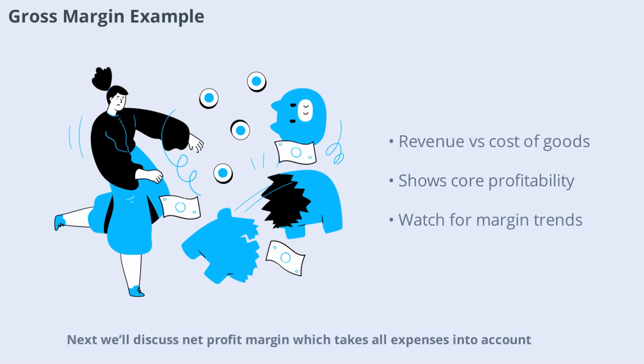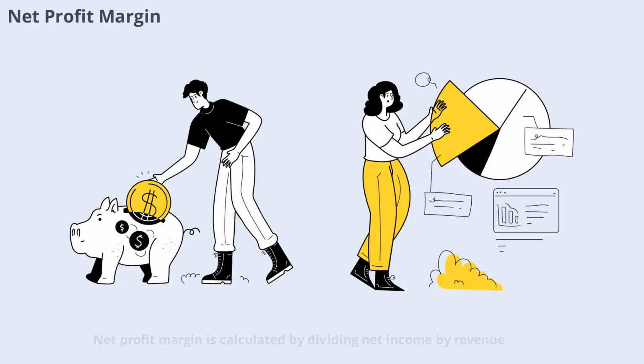Next, we'll discuss net profit margin, which takes all expenses into account. Net profit margin is calculated by dividing net income by revenue. This ratio shows what percentage of sales is left after all expenses, including taxes and interest, are paid. A higher net profit margin means the company is more efficient at converting sales into actual profit. This ratio is useful for comparing companies of different sizes, as it standardizes profit relative to sales.